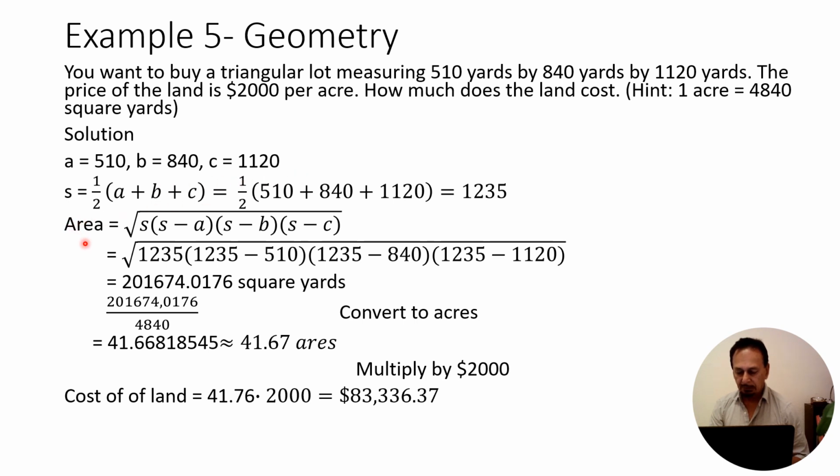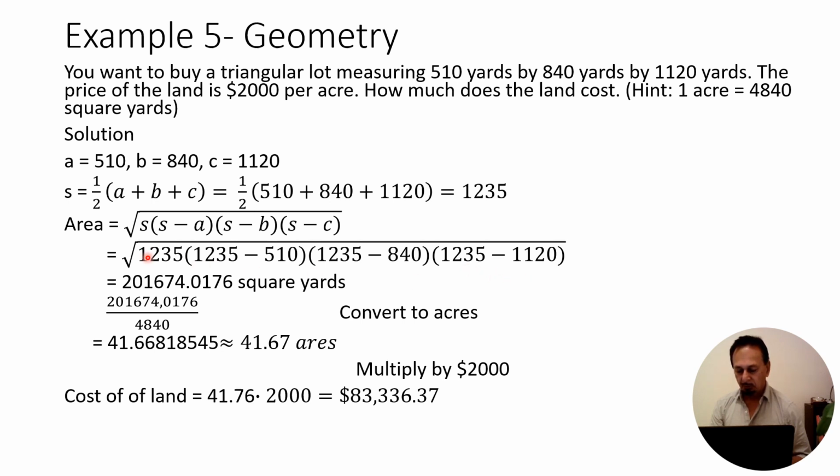So to find S, it will be 1/2 times A plus B plus C, so it becomes 1/2 times 510 plus 840 plus 1120, which will be 1235 using the calculator. Now find the area. Area is the square root of S times S minus A times S minus B times S minus C. So now we put in these numbers: 1235 where the S is, 1235 minus 510, and then 1235 minus 840, and then 1235 minus 1120.